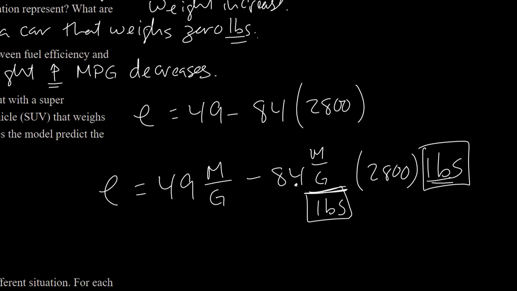So if I do the calculations here, I'm going to take 49 and I'm going to add to that 8.4 times 2,800. That is impossible, right? I'm clearly using that wrong. Well, really? That can't be right.